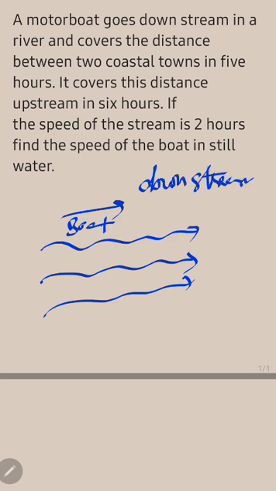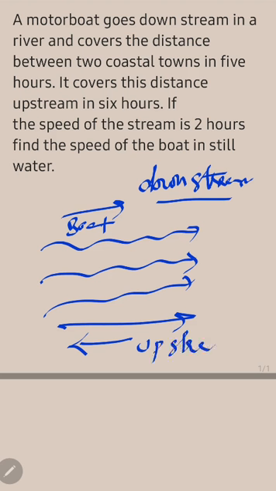That means the boat is traveling in the direction in which the stream is passing. That is called downstream. That means water and boat both are traveling the same side, same direction. And what is upstream? If water is flowing like this, but the boat is traveling in the opposite direction, then that is upstream. Now you have some idea about downstream and upstream.